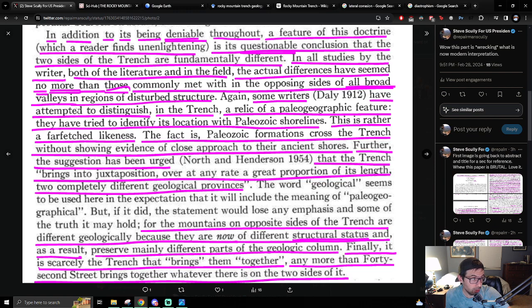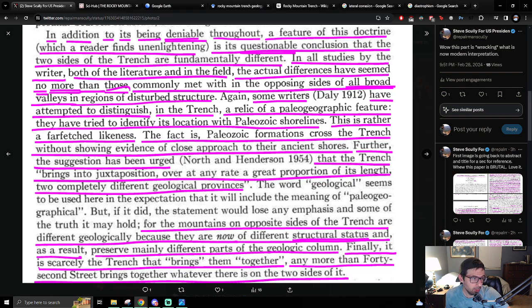Again, some writers have attempted to distinguish in the trench a relic of a paleogeographic feature. They have tried to identify its location with Paleozoic shorelines. This is rather a far-fetched likeness. The fact is, Paleozoic formations cross the trench without showing evidence of close approach to their ancient shores. Further, the suggestion has been urged that the trench brings into juxtaposition over at any rate a great proportion of its length two completely different geological provinces.